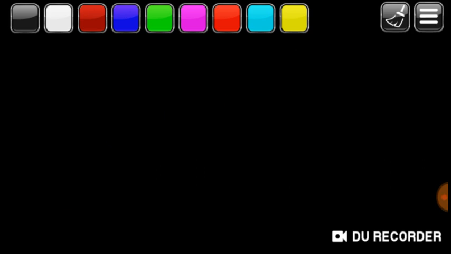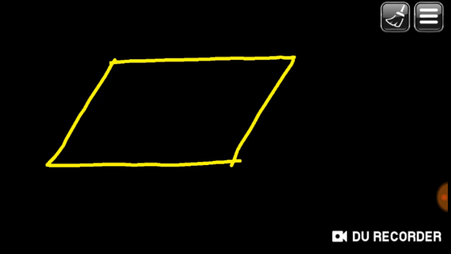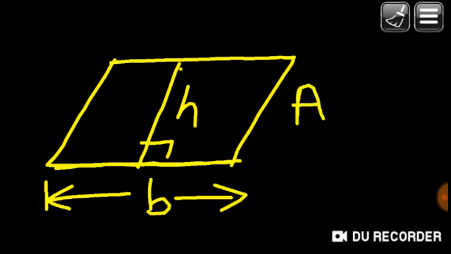So for shortcut remembering, we can remember like this: if there is a parallelogram and over here we have the base and the height is going to be given like this as h, always remember the height has to rest on the base. So the area of the parallelogram would be base times height. So this is what we have to know very well.